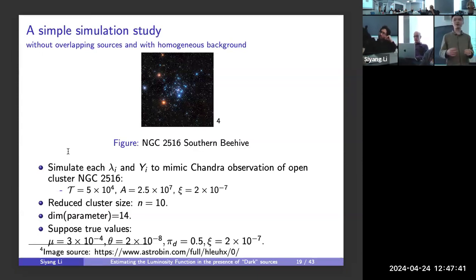To make the computation easier, we reduce the size of this cluster, assuming for now there are only 10 sources. This makes the dimension of the parameter space 14, because there are 10 source intensity parameters plus 3 parameters for the zero inflated gamma distribution plus 1 background contamination parameter. We assume these are the true values, which are just sensible values picked for these 4 parameters.